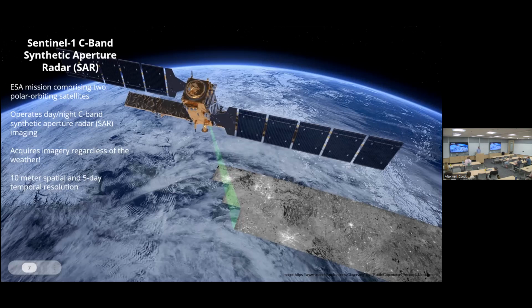One of the interesting things about SAR and what makes it really useful in fuels, vegetation, and fire mapping is that it operates day and night and can capture images in any weather, right? So the radar capability allows it to penetrate clouds and all but the most severe weather. Again, this is a 10-meter spatial resolution and a 5-day temporal resolution. And that spatial resolution for the C-band SAR fluctuates depending on what data product you're using. So there's a couple different options.